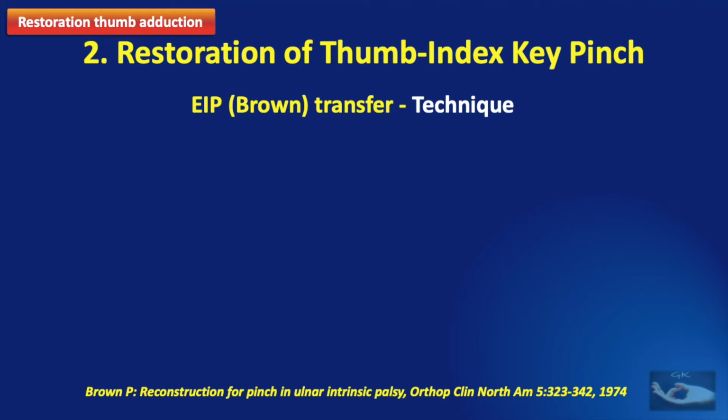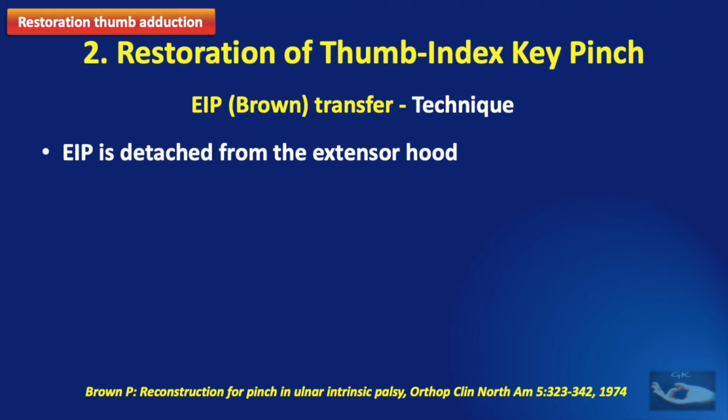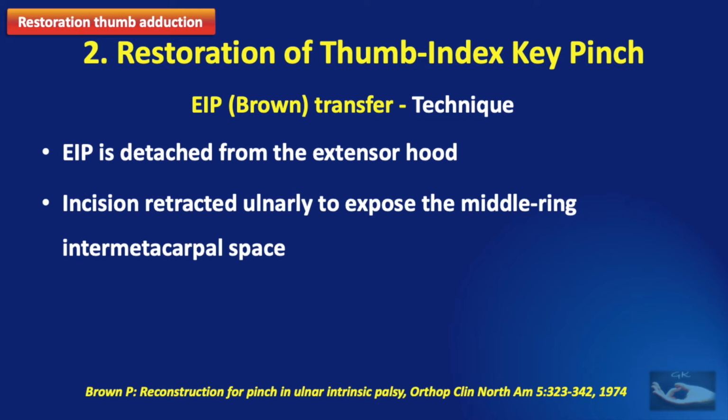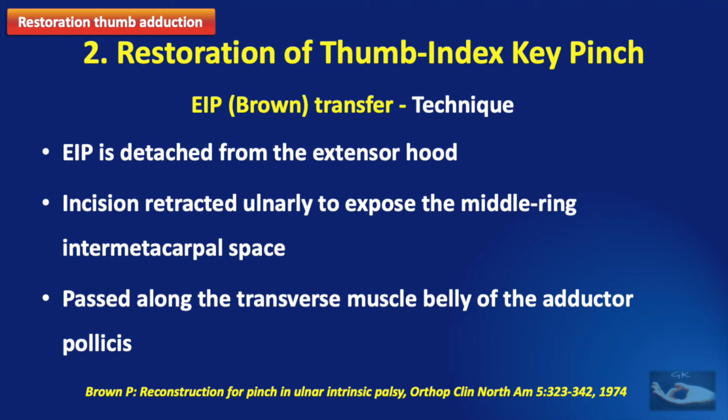The third type of tendon transfer to achieve thumb adduction is the extensor indicis proprius transfer described by Brown in 1974. In this procedure, the extensor indicis proprius tendon is detached from the extensor hood. The incision is retracted ulnarly to expose the middle ring intermetacarpal space. The tendon now goes through this intermetacarpal space along the transverse muscle belly of the adductor pollicis and is finally sutured by inserting at the adductor tubercle on the ulnar side of the metacarpophalangeal joint of the thumb.